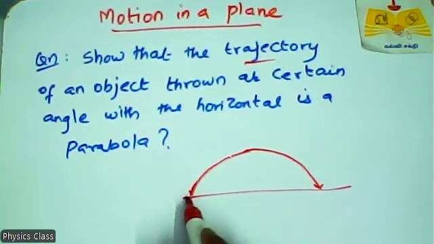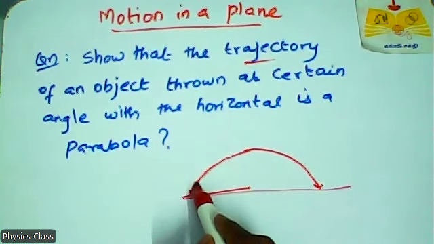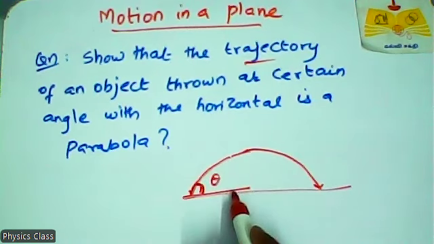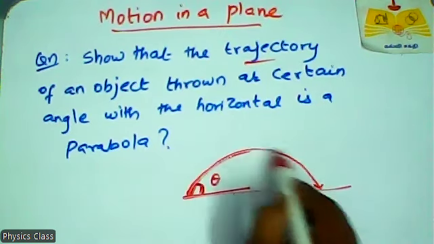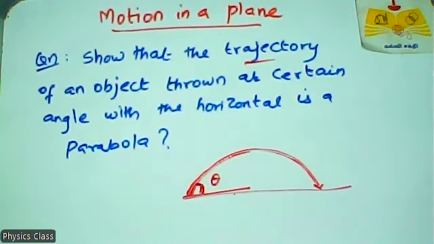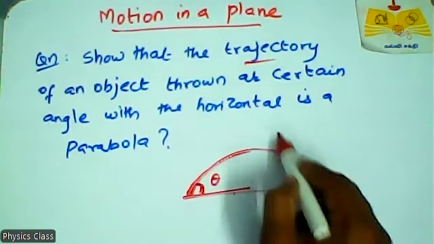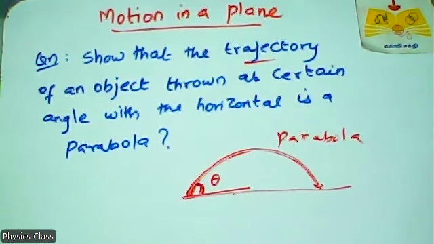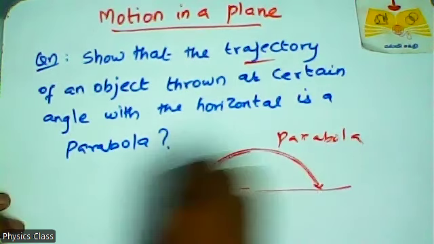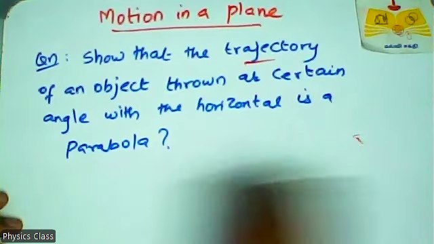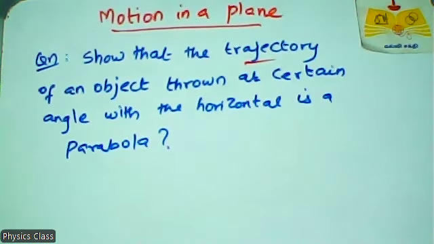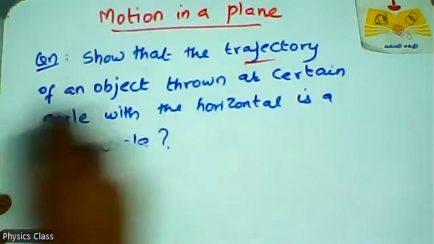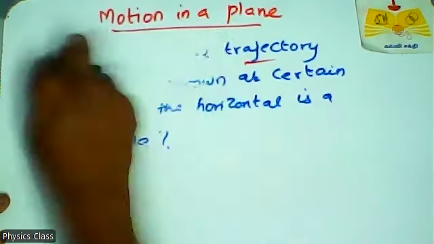Certain angle means this is a horizontal. You have to throw that ball with some angle with respect to horizontal. You have to prove that the trajectory with an angle theta is a parabola. Okay, this is a question. Parabola means, already you know, that like half of a circle, that is called a parabola.